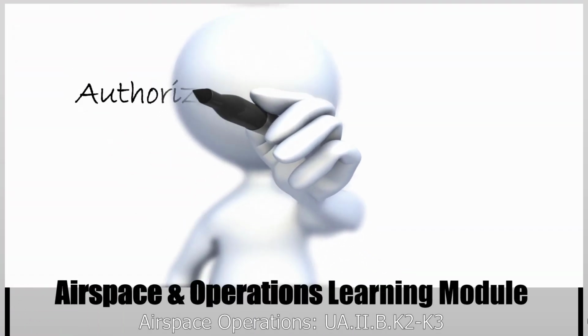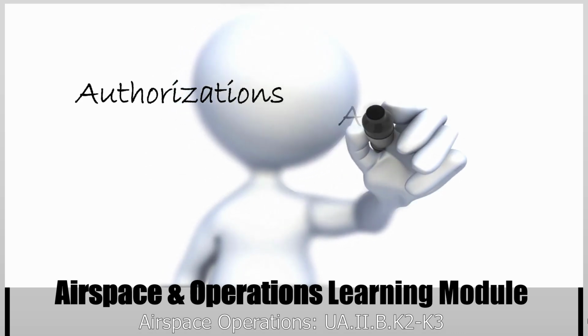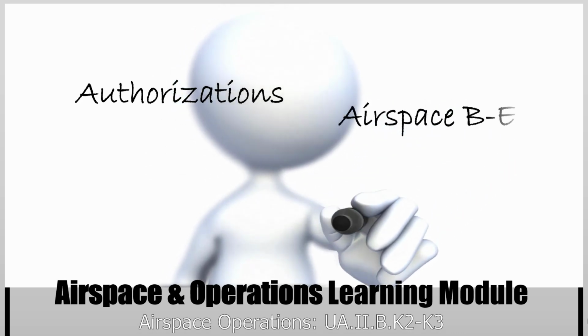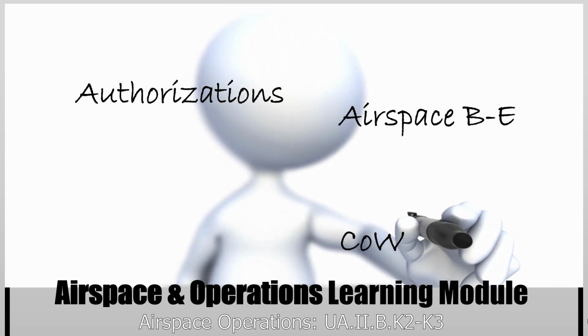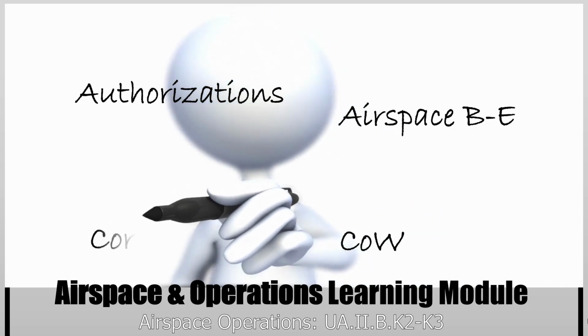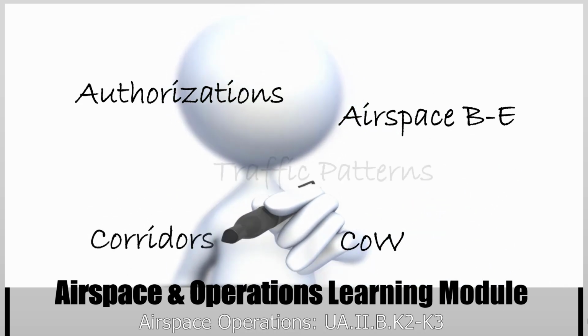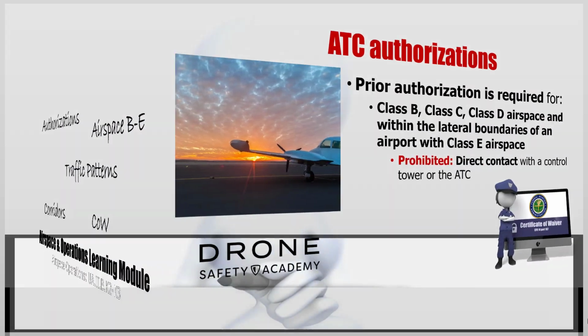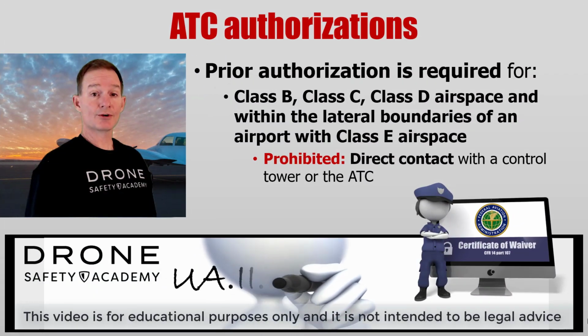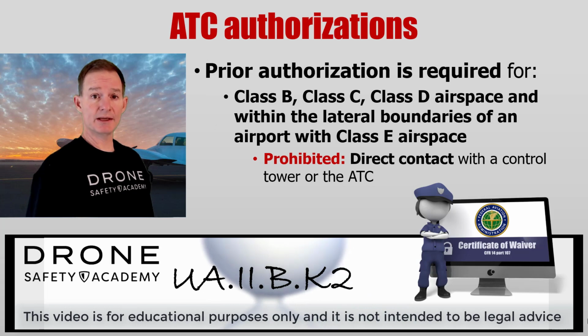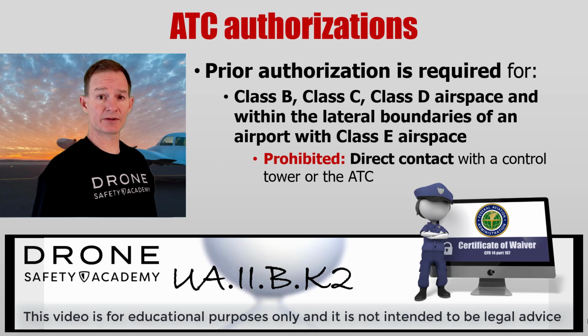Welcome back. In this session, we're going to be talking about authorizations for airspaces B through E, which require a certificate of waiver. Also, we're going to touch upon corridors and traffic patterns. Prior authorization is required for Class B, C, and D airspace, and within the lateral boundaries of an airport with Class E airspace. UA pilots are prohibited from contacting the control tower and the ATC directly.